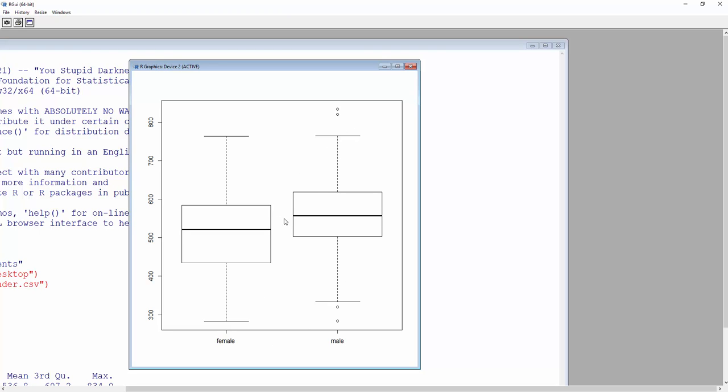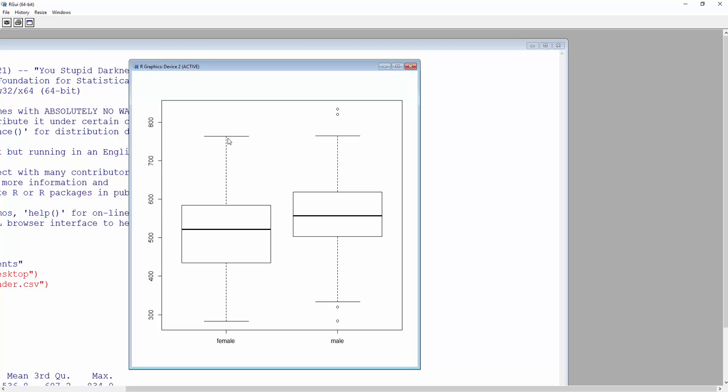So some things you can compare. The median for the males is higher for the SAT scores, at least with this particular data set that I have, than the females. Also, you can notice that there are outliers with males, but there are no outliers with females.